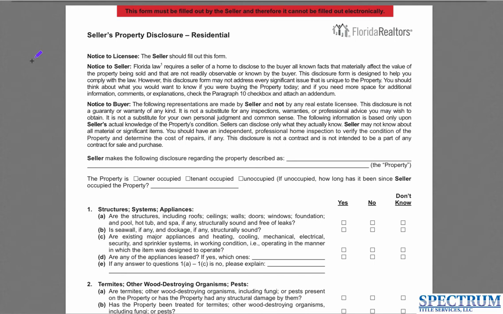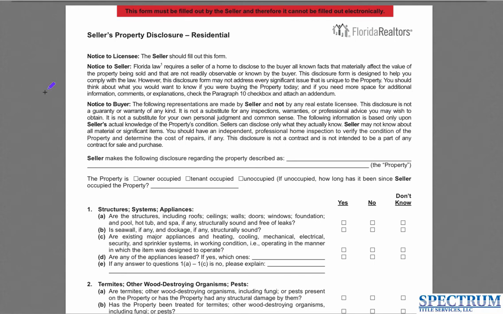This disclosure form is designed to help you comply with the law. However, this disclosure form may not address every significant issue that is unique to the property. You should think about what you would want to know if you were buying the property today. So when we ask what does materially affect mean, I'll have the seller ask themselves, if I were buying this property, is this something that I would want to know about, and is this something that I would feel would affect the value of the property and what I'm offering to pay for this.